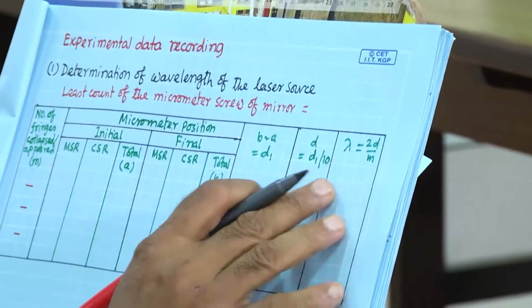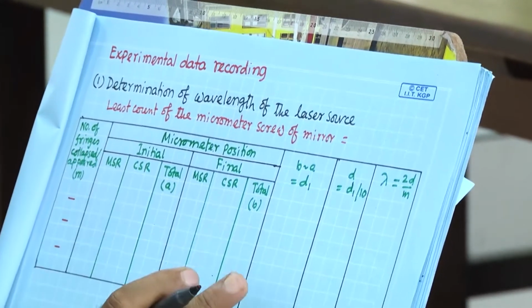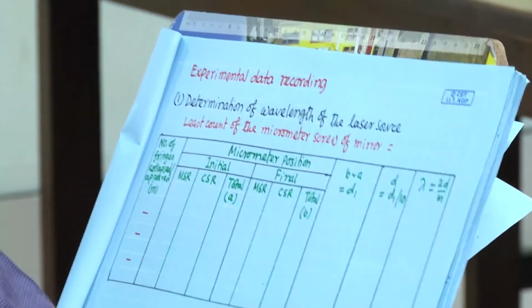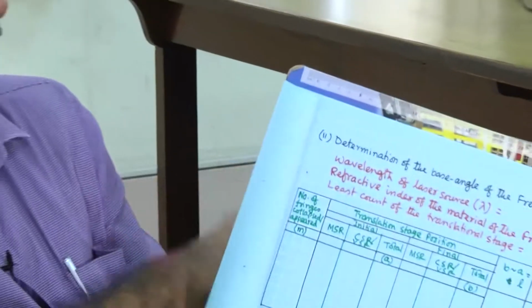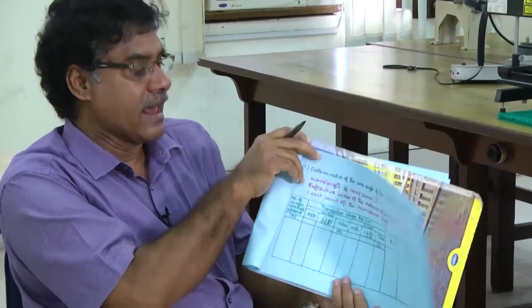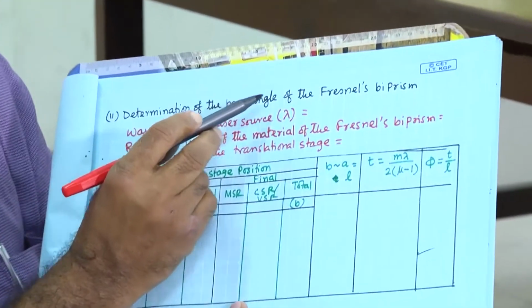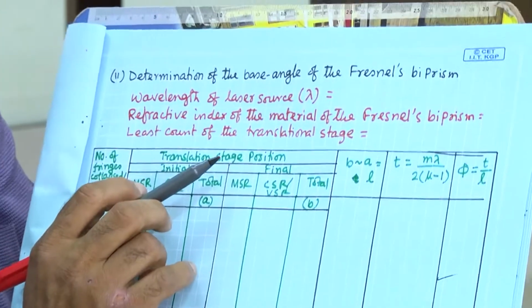And then you will find out lambda, the average lambda. So, this is one part of the experiment, and the second part of the experiment is to find out the angle of the biprism. So, determination of the base angle of the Fresnel's biprism.